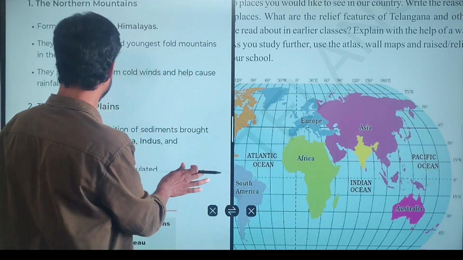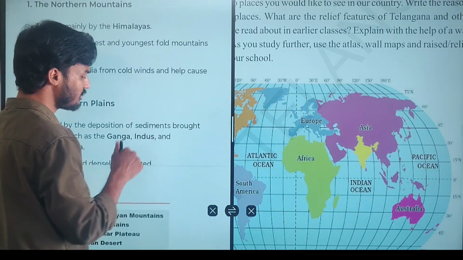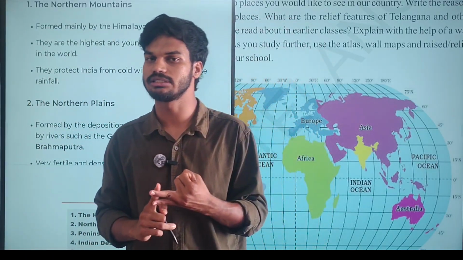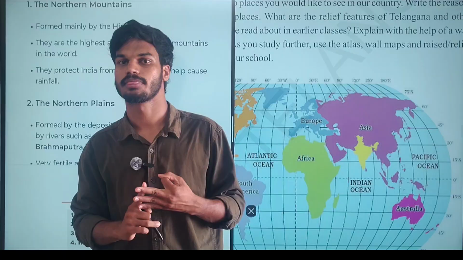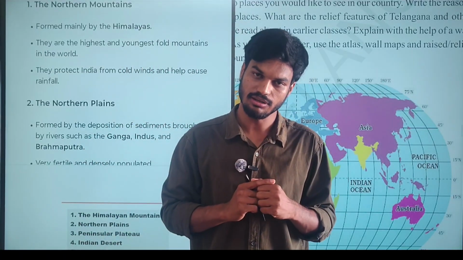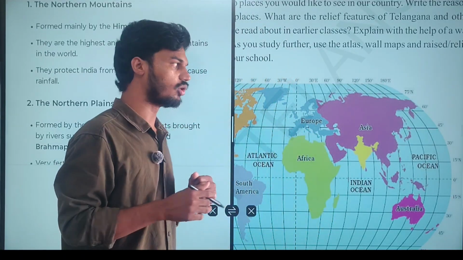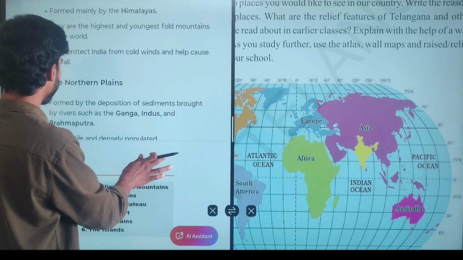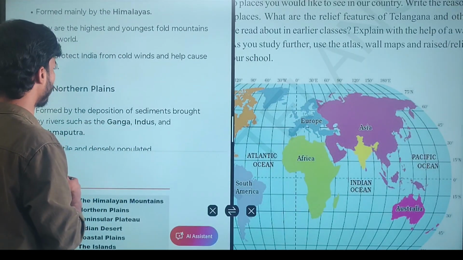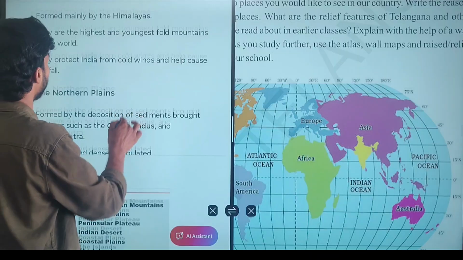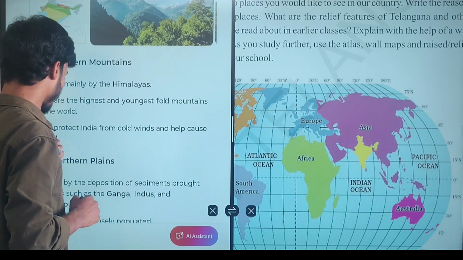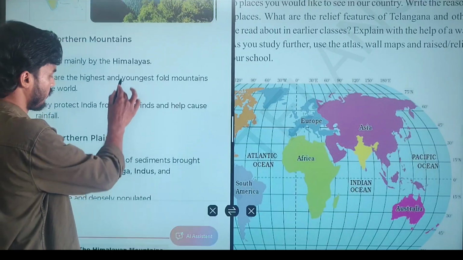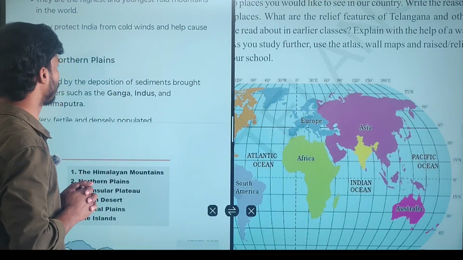Clear? Next, they are also the cause for rainfall and the formation of major rivers, Ganga and Indus. They protect India from cold winds and help cause rainfall. These are the uses of the Himalayan mountains.